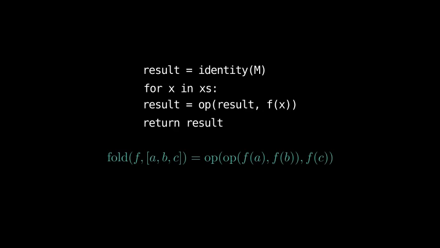The function f maps each generator into the target. Fold extends that map to whole lists. Every example from before is now just a choice of f.